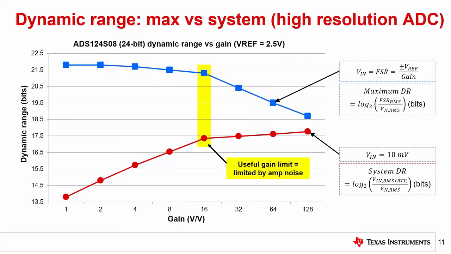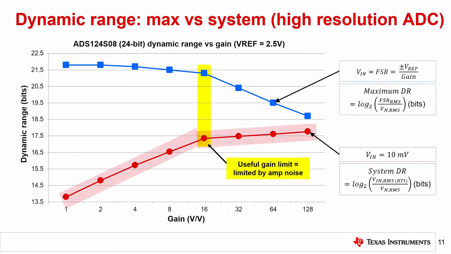As on the previous slide, the blue line shown here plots the datasheet dynamic range values for the 24-bit ADS124S08. This line represents the maximum achievable dynamic range at the given conditions using the maximum input signal of plus or minus Vref divided by gain, where Vref is 2.5 volts. Unlike the blue plot on the previous slide, however, the dynamic range here tends to decrease as gain increases, with a notable acceleration around a gain of 16.